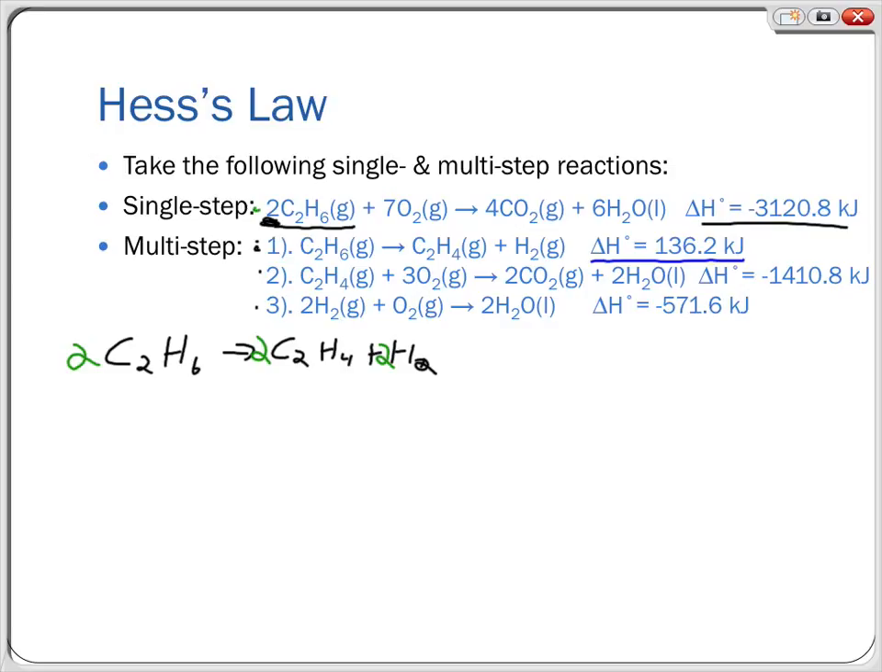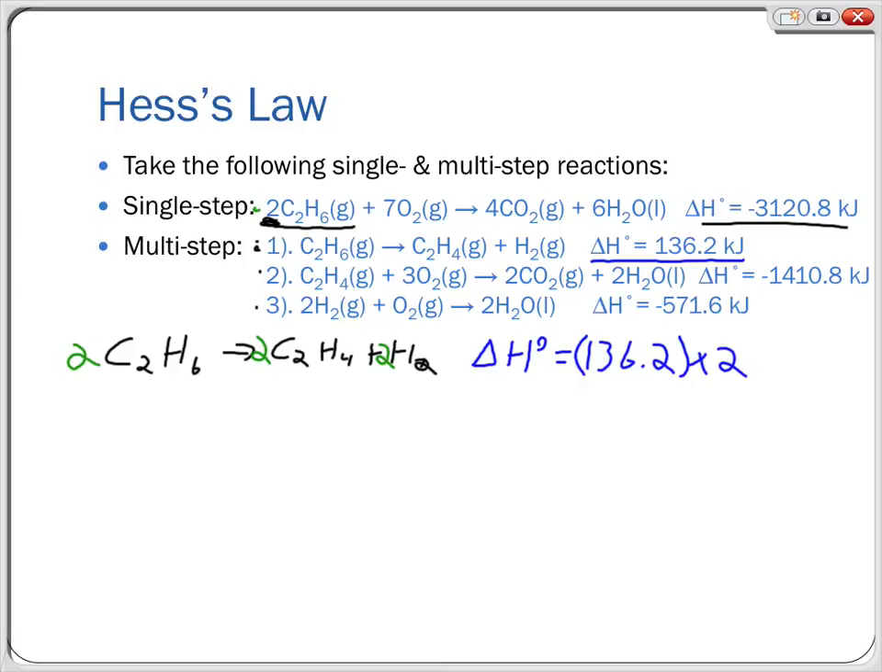So we have to remember what we said about what happens to your delta H naught whenever you modify the equation. What we said is that if you multiply the equation by something, by 2 or 3 or 4 or whatever, then you also multiply delta H by that same amount. And so if we're writing out our delta H, our delta H naught is going to be now not just 136.2, but 136.2 times 2. And so that's going to give us our new value here because we had to multiply these out. All right, so that's going to be our first step here.